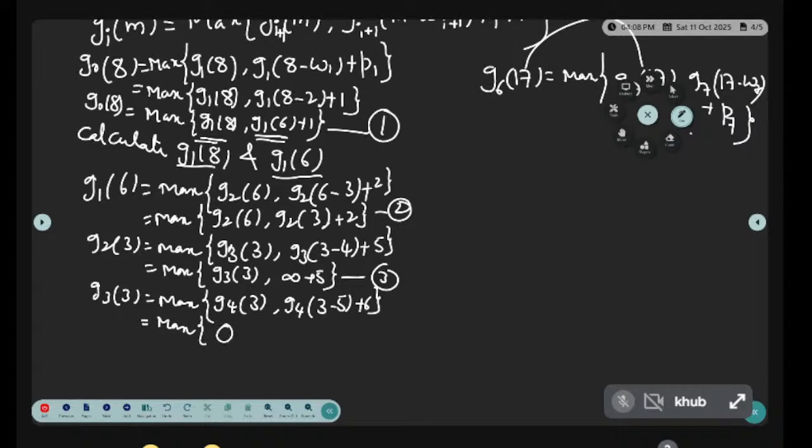G4 of 3 is 0. We don't have a fifth item. This is infinite. G3 of 3 is 0.